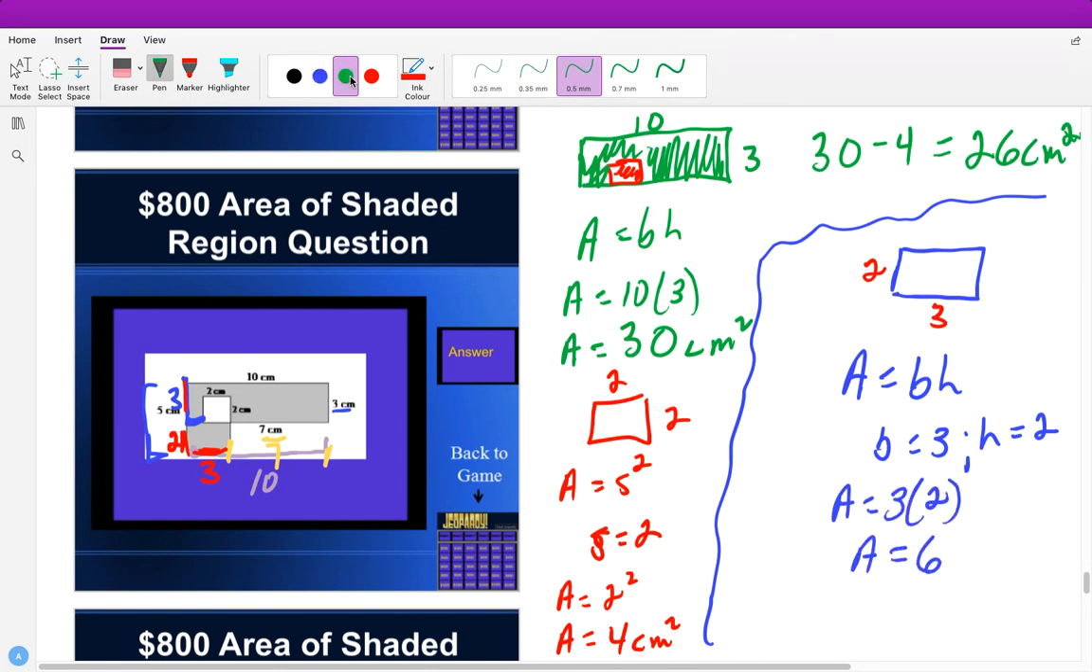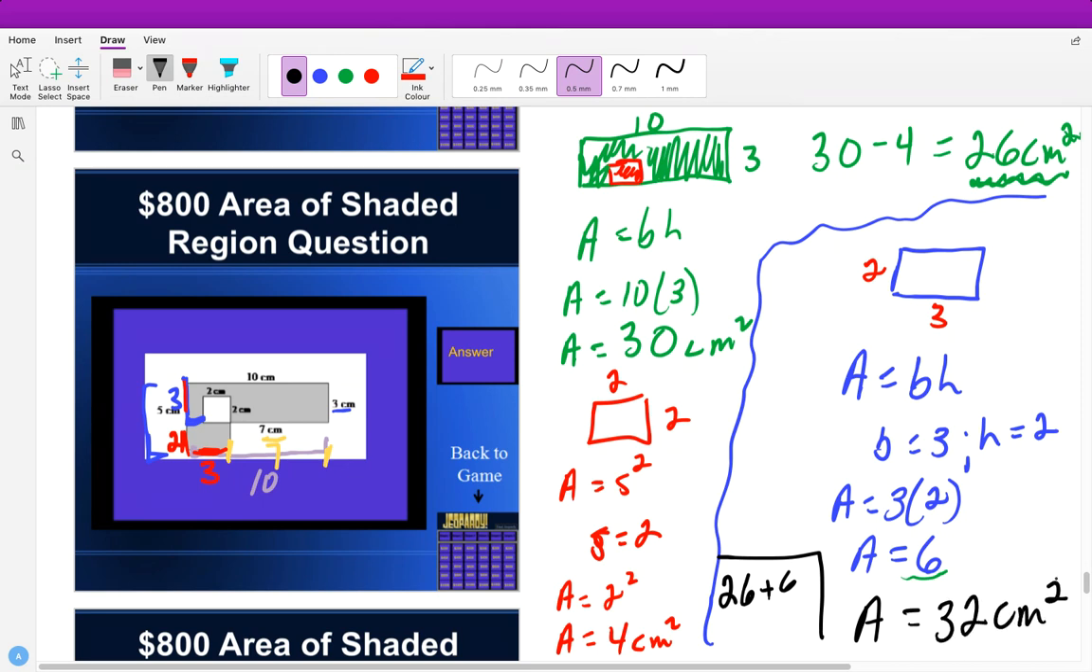So now I solve for the area of the green shaded region, which is 26, after we remove the red part, because that was this hole that we're taking out. And the area of my blue is 6, so that means I will do, let me just write it off here, 26 plus 6. So that will give me an area is equal to 32 centimeters squared.